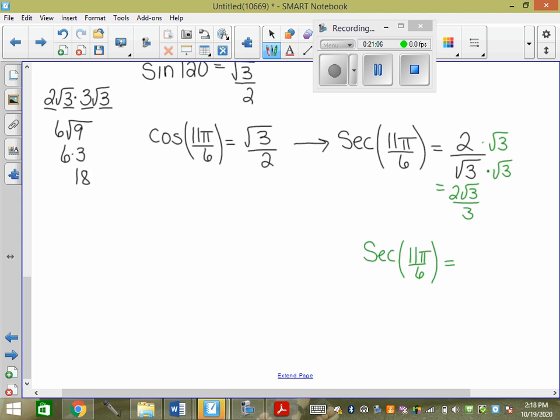We agree? So instead of typing this in, I can type in 1 over cos 11 pi over 6. That's the only way I can type it in. So if I ever need to type in secant, I'm going to have to type it in that way, using the formula off your formula sheet. So type it into your calculator, making sure you're in radian mode.